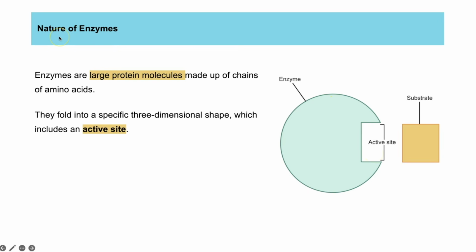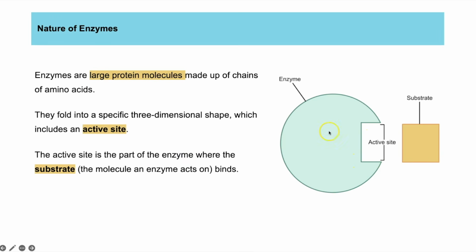And enzymes are large proteins which are folded up to make these unique 3D shapes. And that's how we get this unique shaped active site. And as I said, that active site will only be complementary in shape to one substrate. And when we say complementary, we mean opposite.